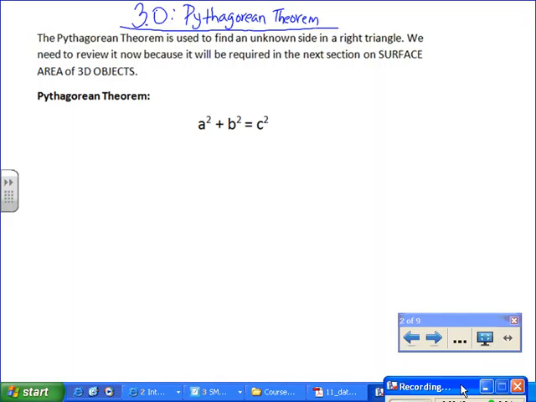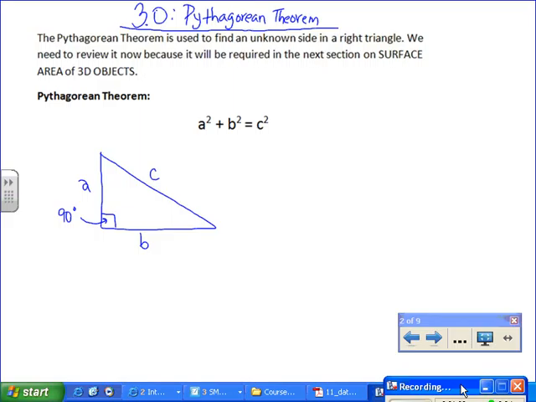So in other words, if we have a right triangle that looks like this, and I have that little box there to say that this is in fact a 90-degree angle, which is a right angle. And if I'm given two sides and I need to find the third leftover missing side, I can use Pythagorean theorem. So for some triangle where A, B, and C look like this on our triangle, we're going to be able to use this formula.